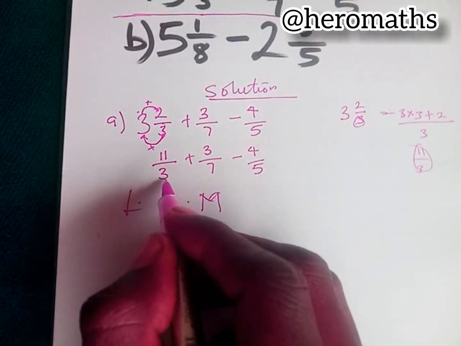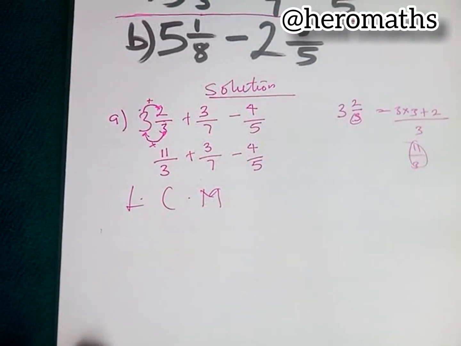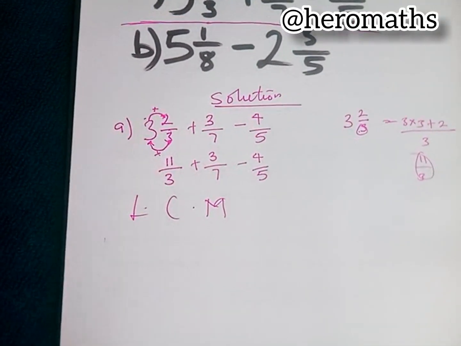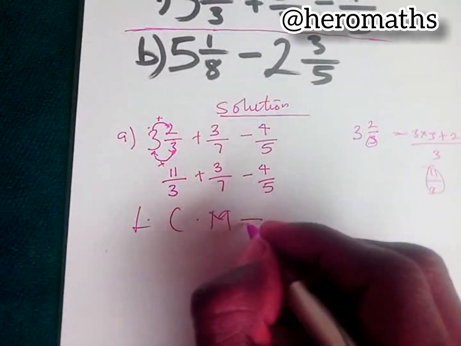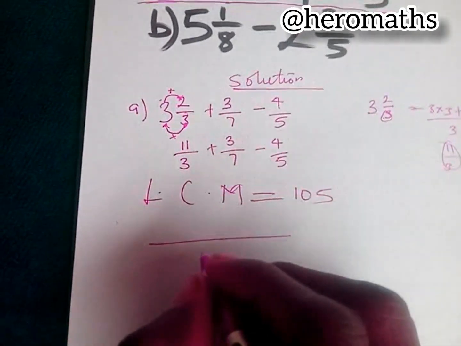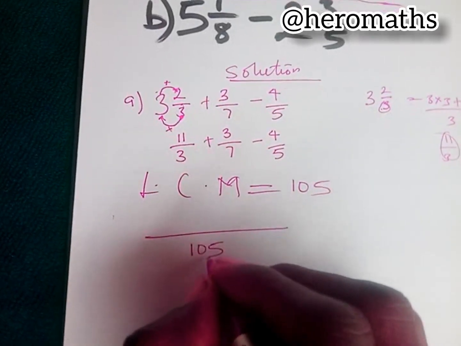Now we have 3, 7, 5. 3 times 7 will give us 21. Then 21 times 5, punch your calculator, that will give us 105. So now our LCM is 105. Now draw a line, drop down 105, which is your LCM.